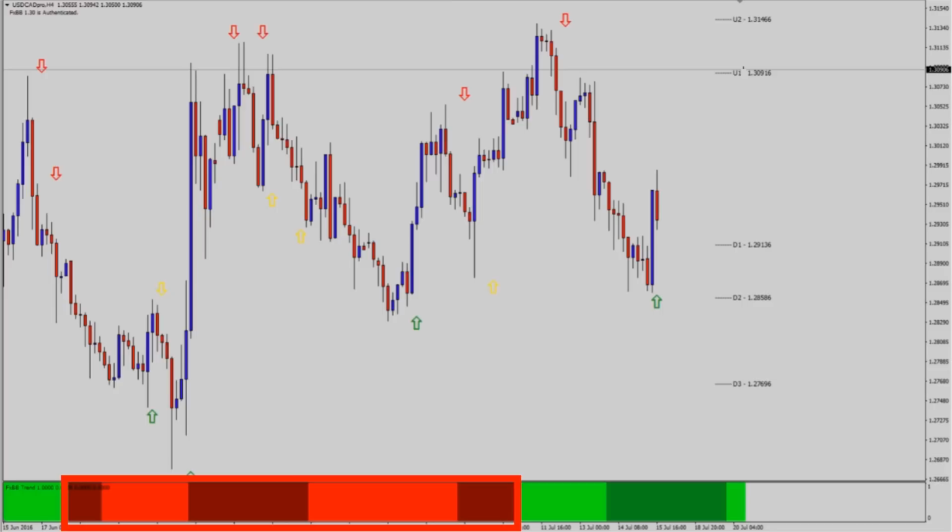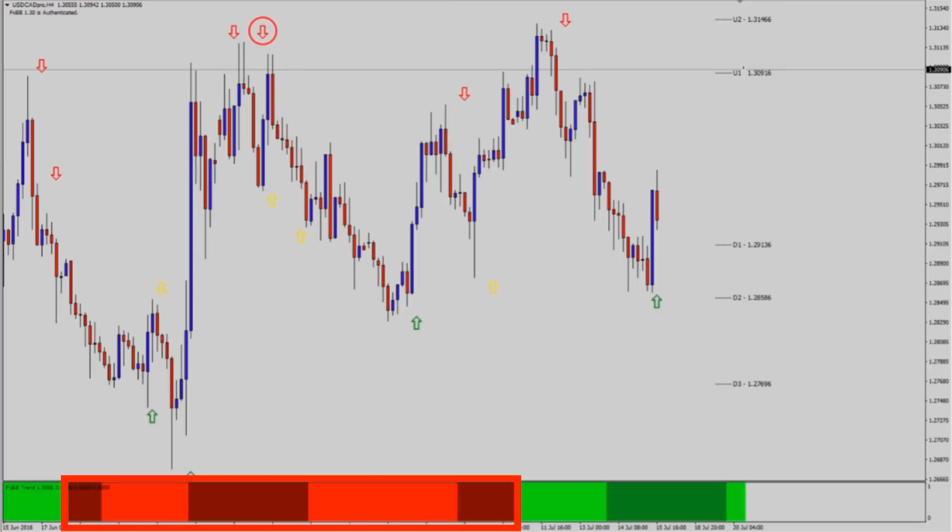The arrows, first off, they don't repaint, and they appear on the close of the prior candle. So when this candle right here closed, then this arrow showed up. So your entry would have been at the bottom of this candle. We had a little bit of a rally, but you can see the market inevitably went down.